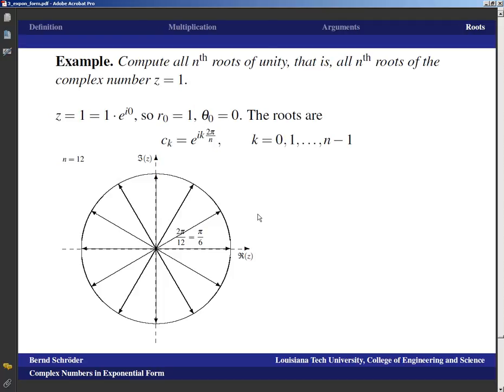And this is now the complex numbers analog of what we had learned a long time ago, that a linear equation has one solution, a quadratic equation has two solutions.